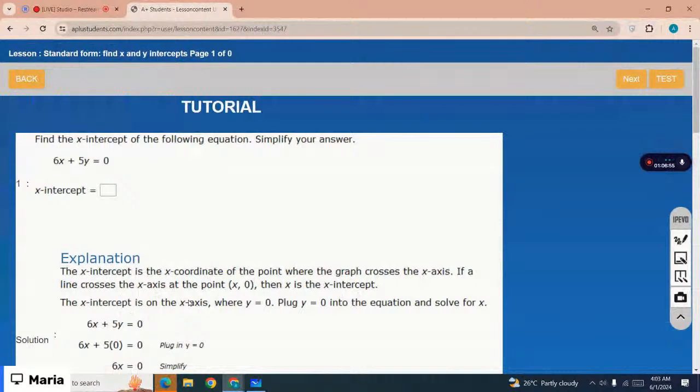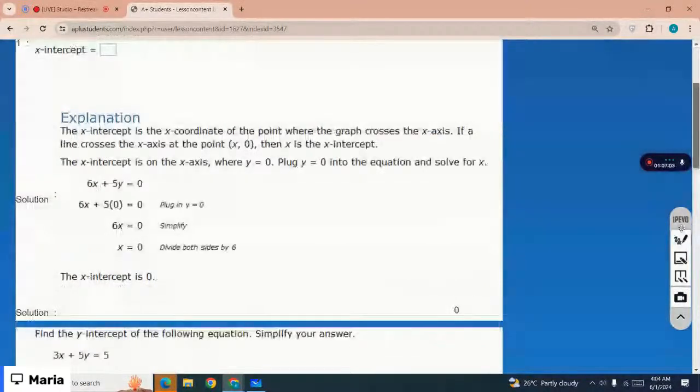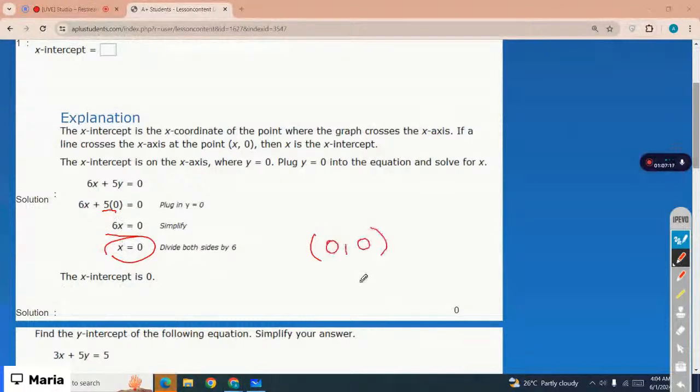So the x-intercept is on the x-axis. That means there y equals 0. So you need to put y equals 0 in the equation to find the x-intercept. Simply replace the y with 0. 5 times 0 is 0. You are left with 6x equals 0. That means x equals 0. So x is 0, y is 0. The graph is passing through the origin. Whenever we have to find the x-intercept, we put y equals 0 in the equation, and whenever we have to find the y-intercept, we put x equals 0 in the equation. Let's start with the test questions.